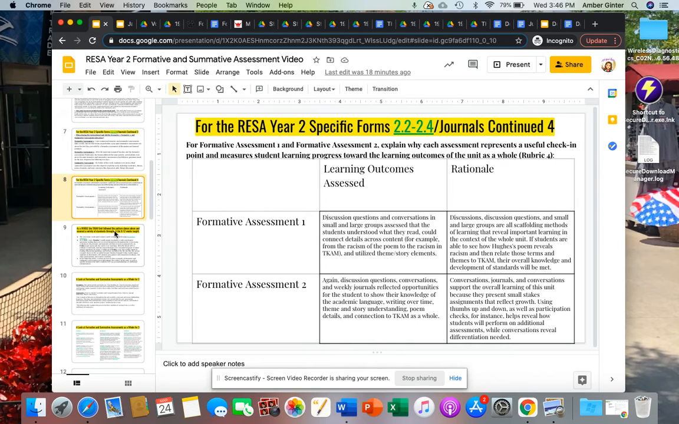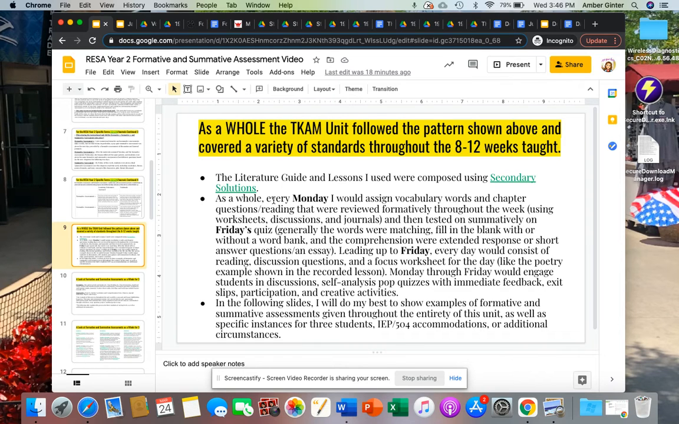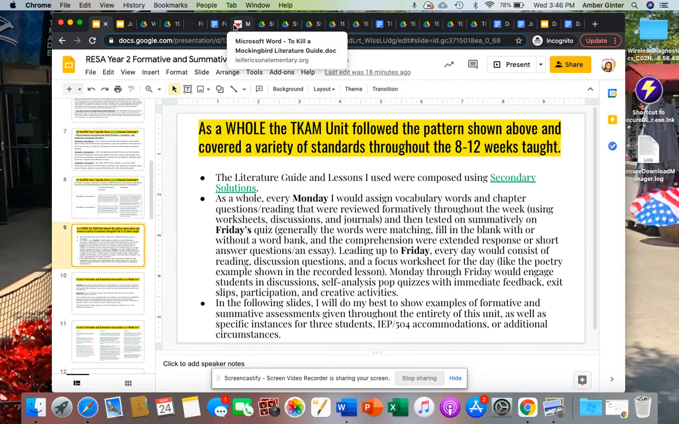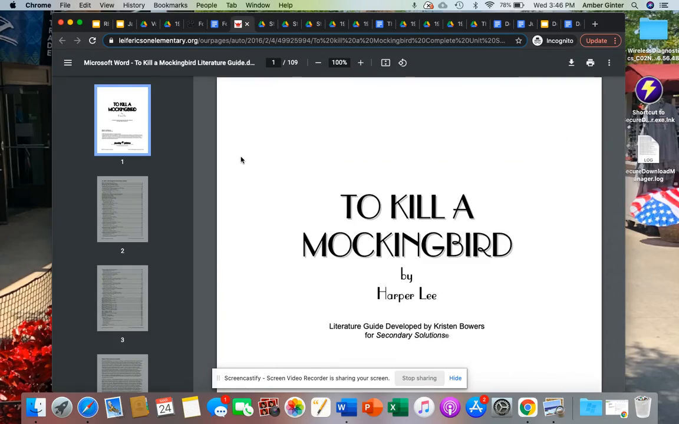What is discrimination? So here as a whole, I wanted to show you the materials that I was able to use, and I'm going to pull this up. I used a program called Secondary Solutions. It is fantastic. It is one of the best resources that I have found. I'll just show you.